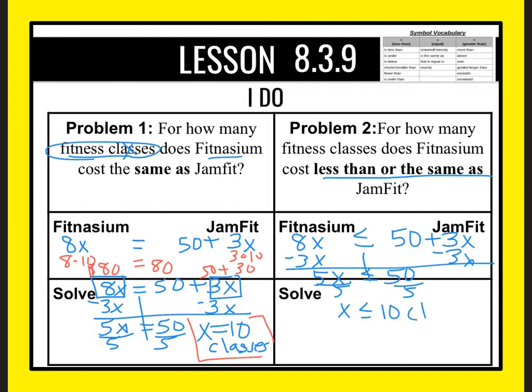So what this is really saying is that when I have less than 10 classes, right, Fitnasium is going to cost less. So what are classes that are less than 10? Well, one class is less than or equal to 10. 2 classes is less than or equal to 10. 9 classes is less than or equal to 10, etc., right? So let's go see if that's going to be true.